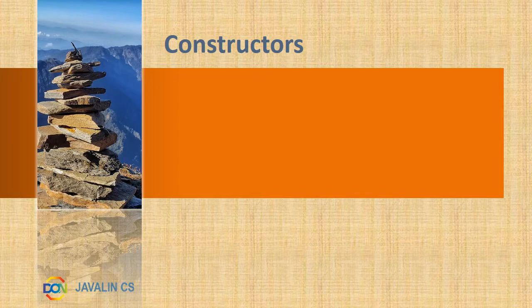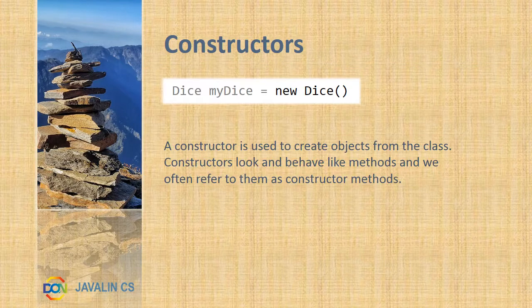We'll continue our investigation of Java objects by looking at constructors. Let's start by looking at this command for instantiating and declaring a dice object called myDice. The part that I've highlighted there looks a lot like a method, but it's actually a constructor.